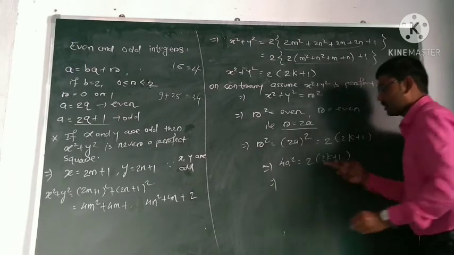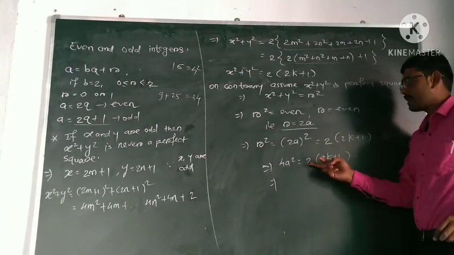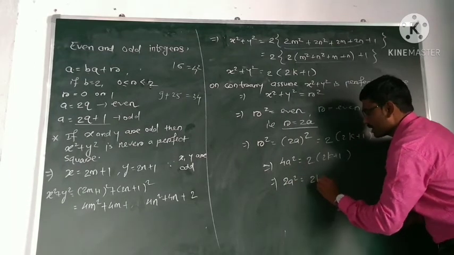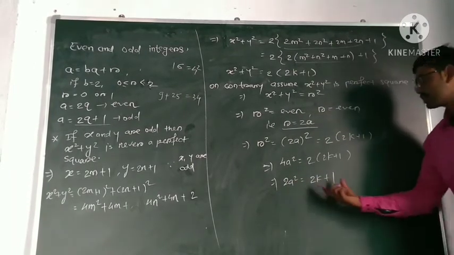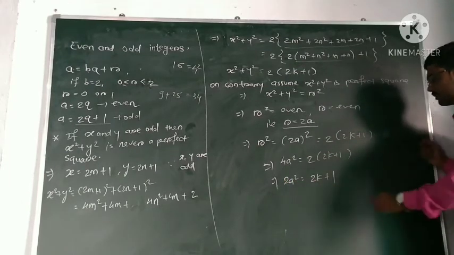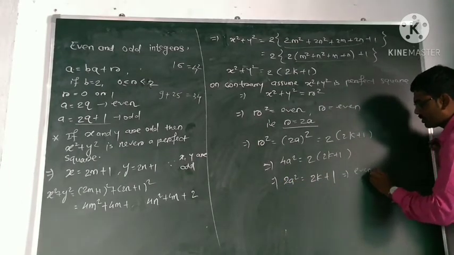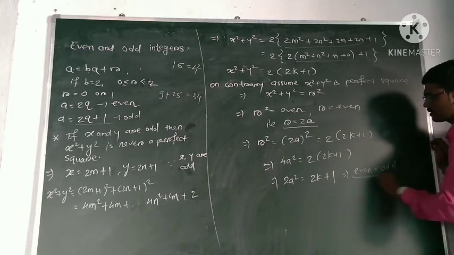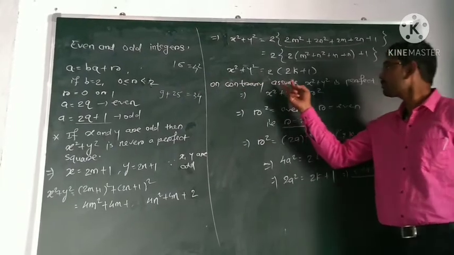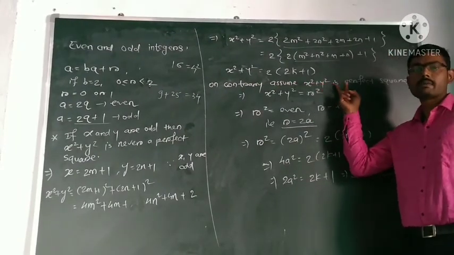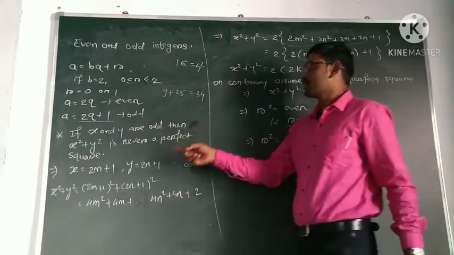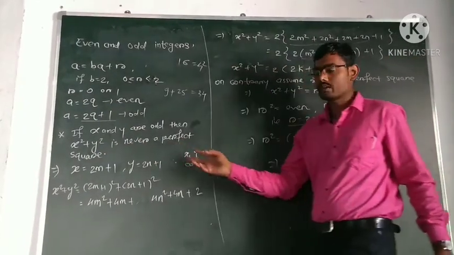So divide by 2 on both sides, we get 2a square is equal to 2k plus 1. Now this is odd, this is even. So even is equal to odd, which is not possible. This is a contradiction to our assumption. So our assumption that x square plus y square is a perfect square is wrong. This implies x square plus y square cannot be a perfect square.